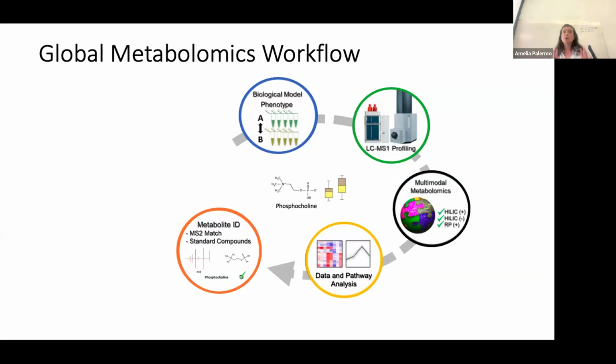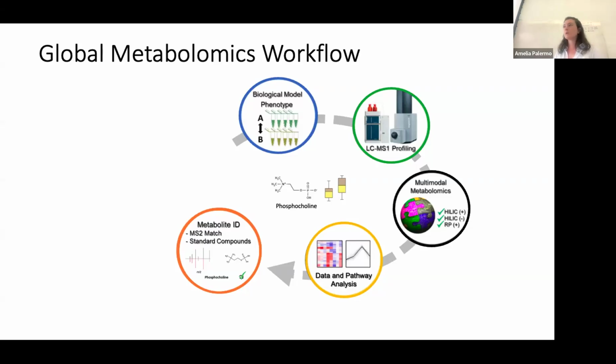However, at that stage, we can only say this is consistent with a metabolite, but we cannot say which metabolite it is and what is their structure, right? So the last step in the global metabolomics workflow is to get those metabolic features that show significance in changes across our two conditions and really defining what is their identity.